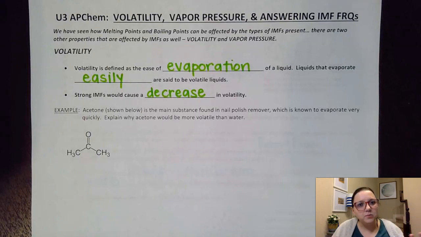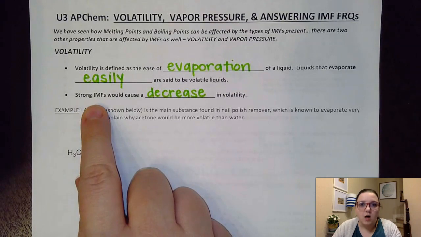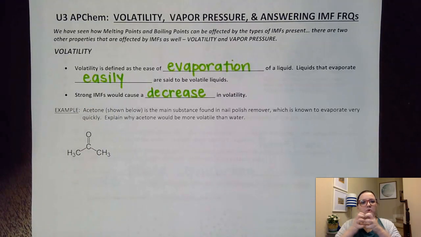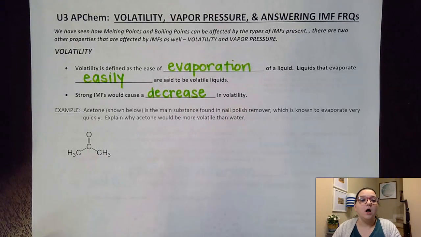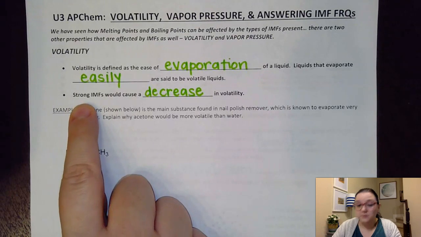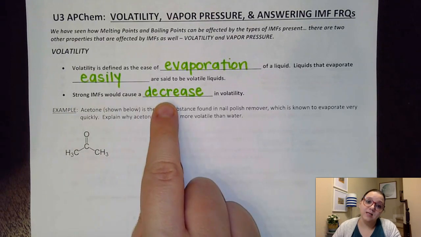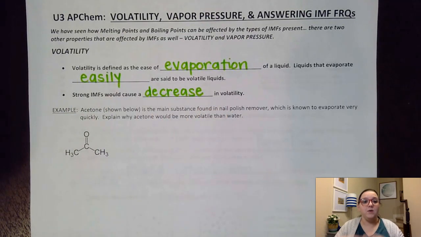So think about how that would relate then to intermolecular forces. If I have very strong IMFs, what that means is that my molecules want to stick together. They're not going to separate and they're not going to evaporate. So if they're sticking together, then I should see a decrease in volatility. On the flip side, if my IMFs are weak, then I would have an increase in volatility. Weak IMFs would mean that my molecules separate very easily.